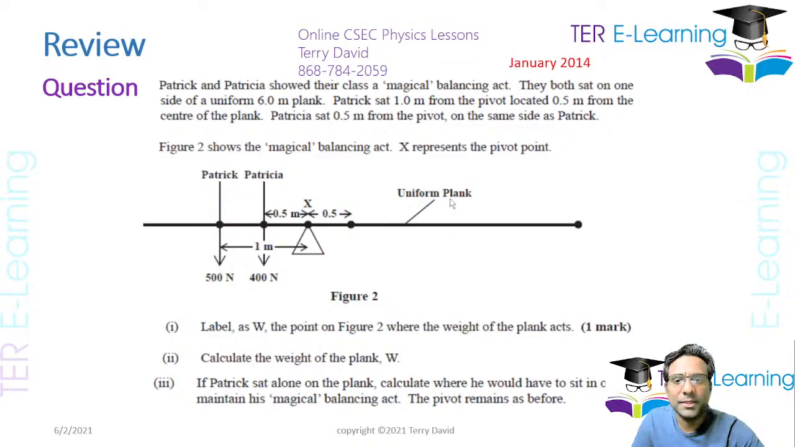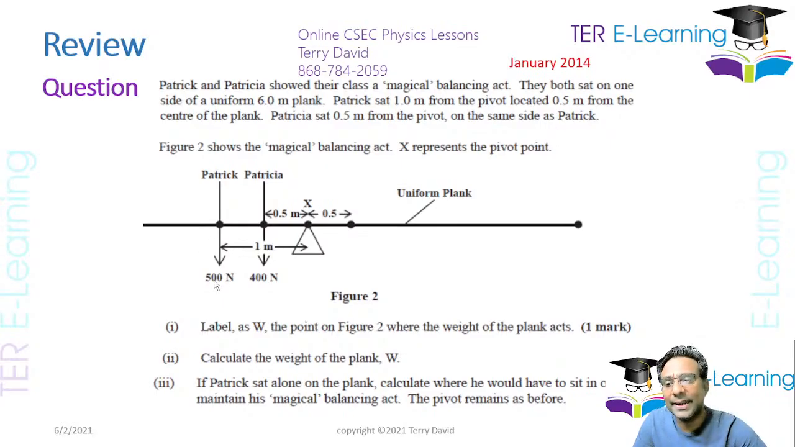So here's what's happening here. Patrick and Patricia showed their class a magical balancing act. They both sat on one side of a uniform plank, a 6-meter long plank. We're just reading the information here. Patrick sat 1 meter from the pivot, located 0.5 from the center of the plank. Patricia is 0.5 meter from the pivot on the same side.